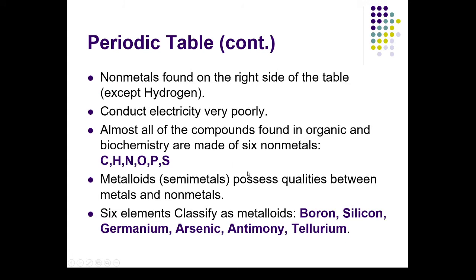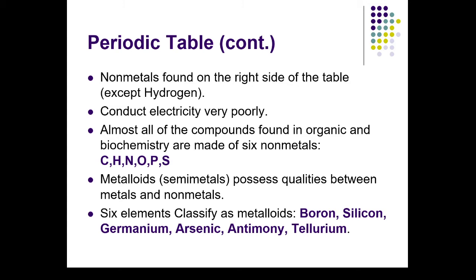Our nonmetals are found on the right-hand side of the periodic table, except hydrogen, and even some periodic tables put hydrogen on both the left and right-hand side to show that it really acts like group 17. They conduct electricity very poorly, and the big six that make up our biochemistry are nonmetals, which are carbon, hydrogen, nitrogen, oxygen, phosphorus, and sulfur.